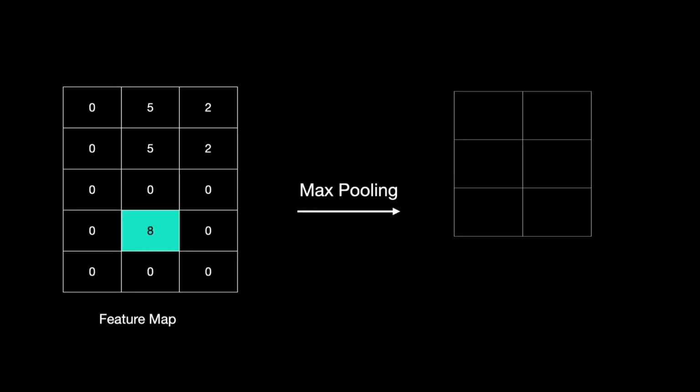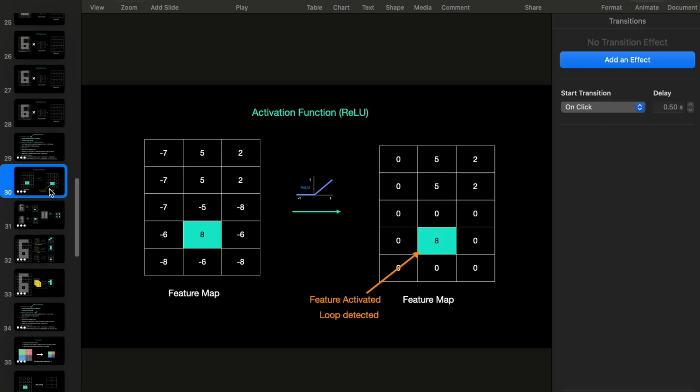Okay. Now let's apply the max pooling to our feature map. Remember this feature map? We got it after applying the activation function.